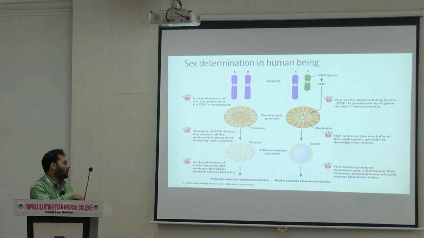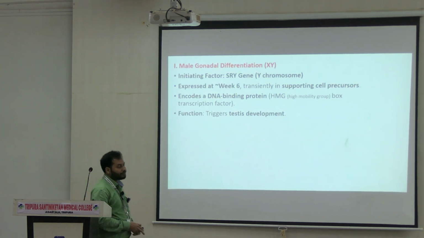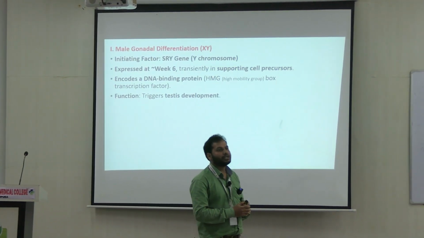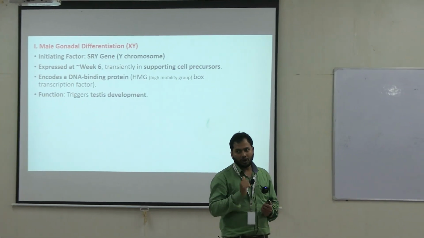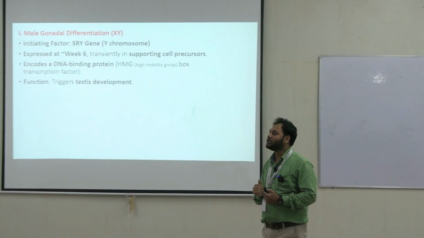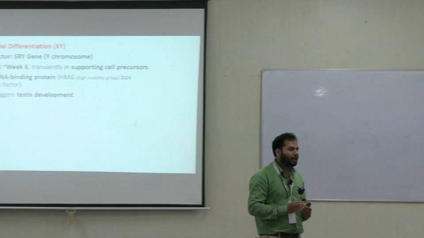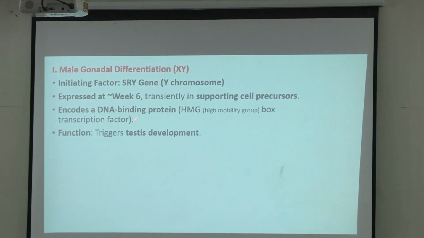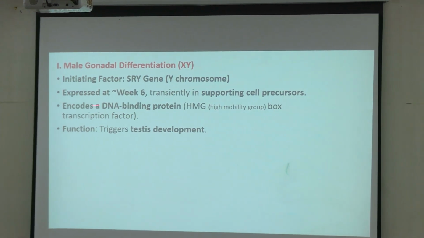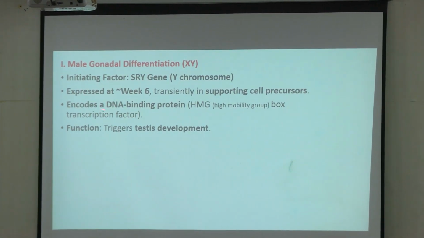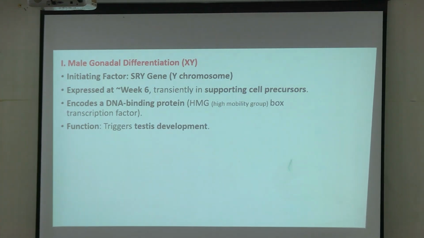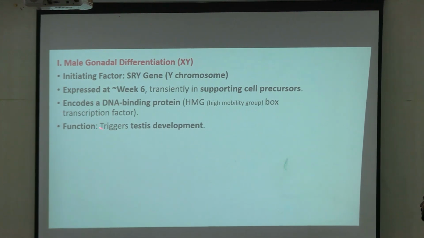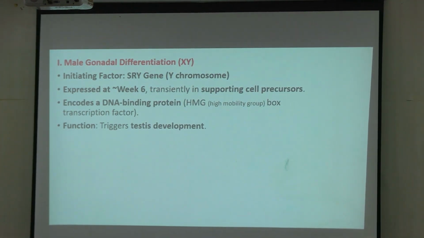Right? Now, what are the other genes involved in the differentiation of the male gonad, and what are the other genes involved in the differentiation of the female gonad? This part is already covered. The expression of the SRY gene encodes a specific protein called a DNA binding protein, and this DNA binding protein triggers testis development. Up to this point is clear.